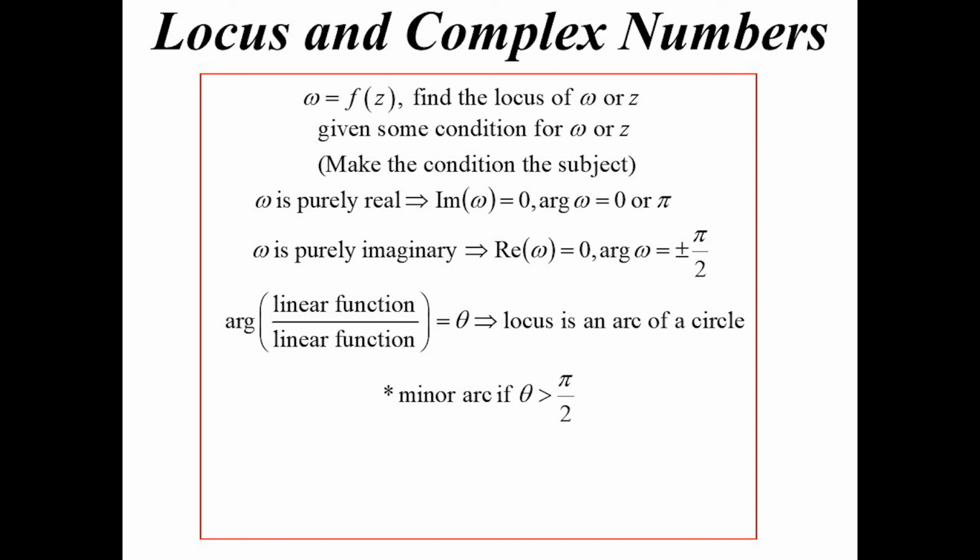And it'll be a minor arc if that angle is greater than pi on 2. It'll be a major arc if it's less than pi on 2. And a semicircle if it is in fact pi on 2. So there are a couple of common ones. So let's have a look at this idea.